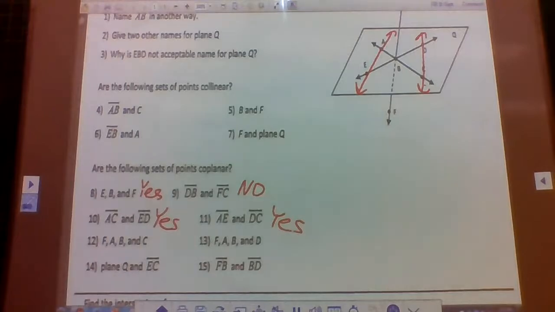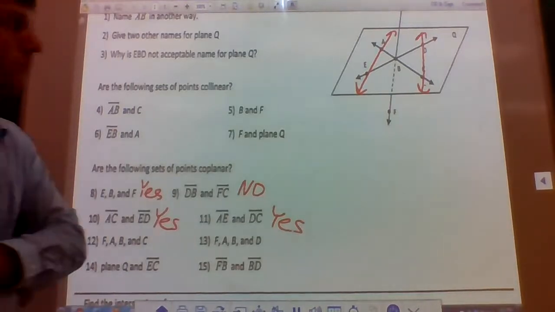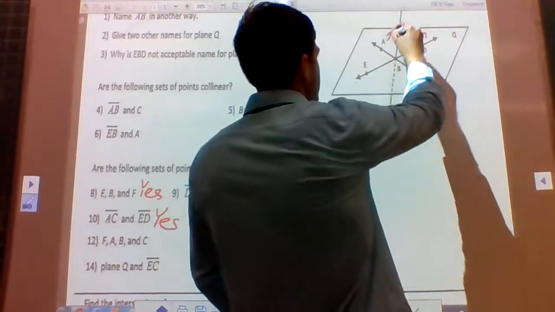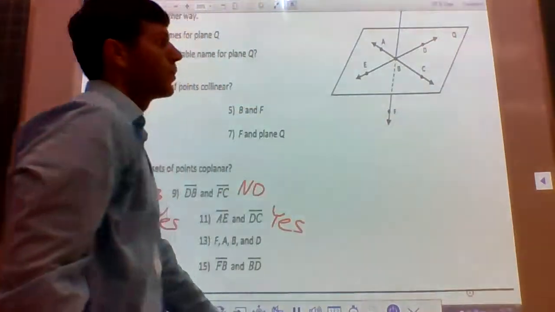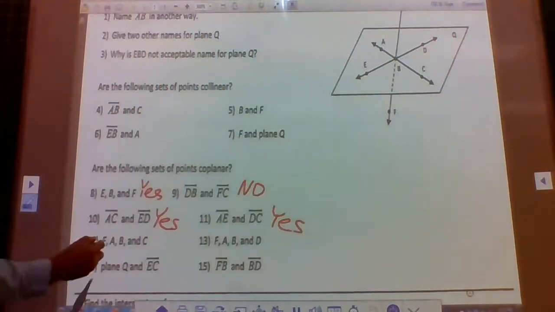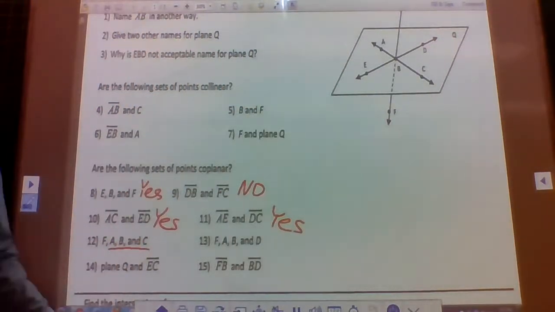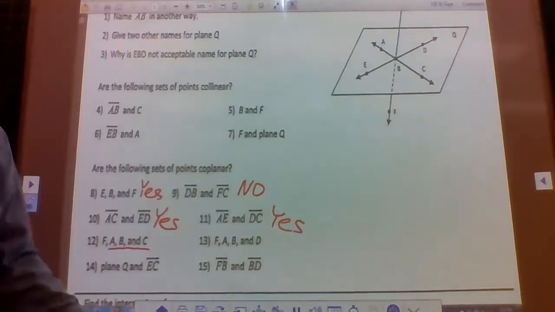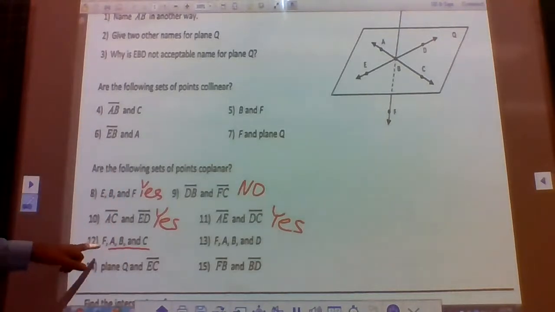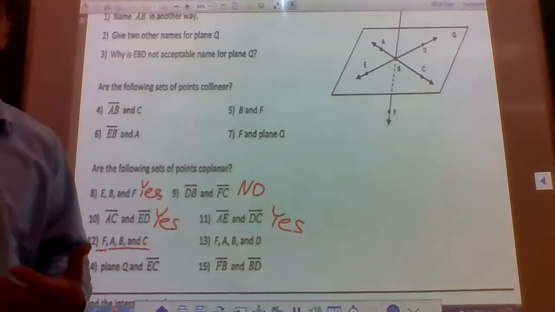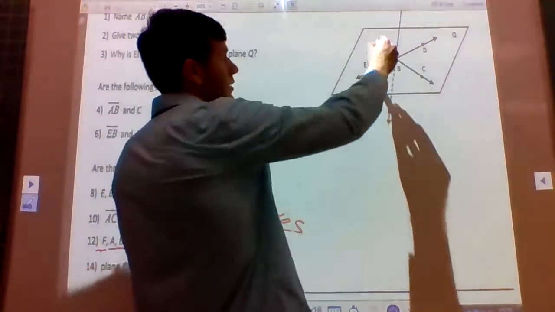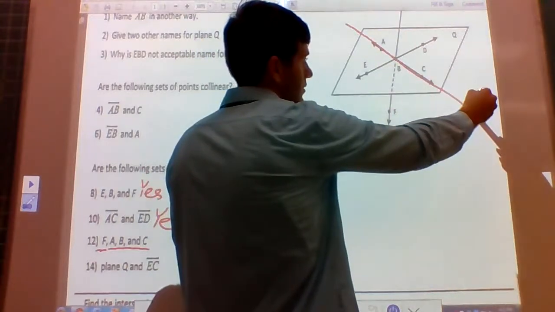Okay, F, A, B, and C. So A, B, and C are collinear. So we have a line. That gives us one dimension. F here is going to give us our second dimension. So a plane has two dimensions. So A, B, and C, that's one dimension.